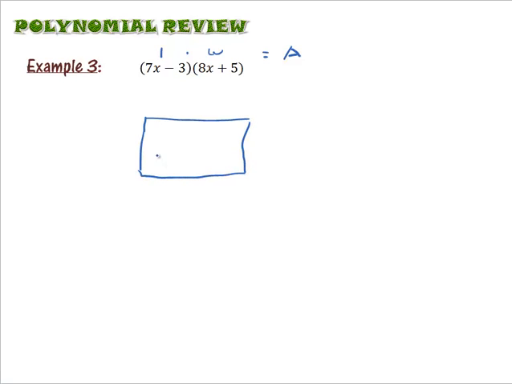The way I multiply it is, I'm going to put the terms for the first binomial across the top, 7x minus 3. And then the second binomial I'm going to put down the side, 8x plus 5. Now I'm going to separate this into 2 rows, 2 columns. And now all I'm going to do is multiply the rows and columns.